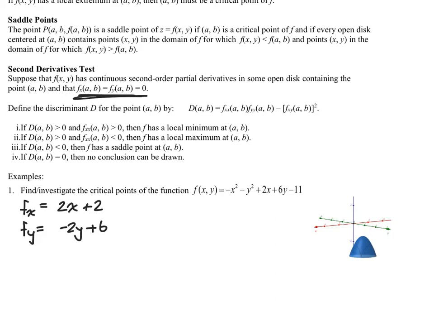Now, very important, you might think, how can they be equal to each other if one's in terms of x and the other's in terms of y? There are situations where they'll both be in terms of x and y, and that's the case where you have to be very careful. But in this case, all we're doing is taking the 2x plus 2 and setting it equal to 0, and taking the negative 2y plus 6 and setting that equal to 0. And so we get x equals negative 1 and y equals 3. So these are my a and b values.